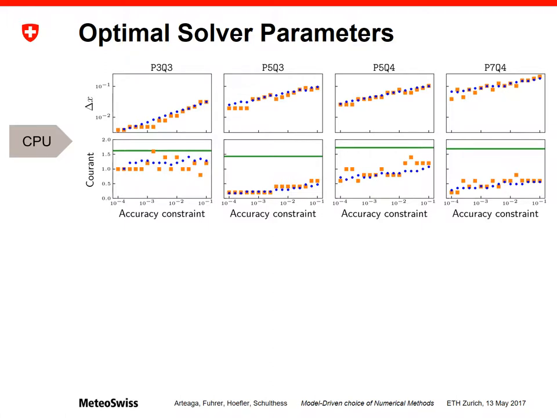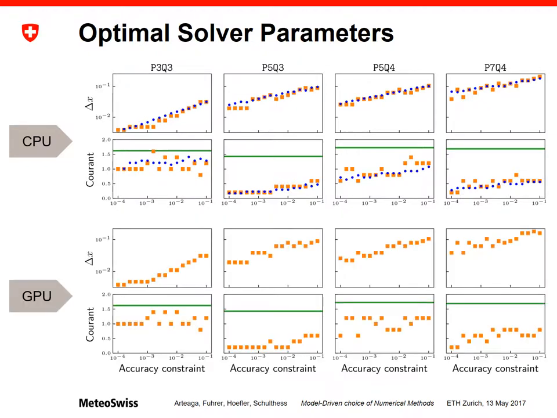This was run on a CPU. These are the results for GPUs. Again, results of the experiments and results of the optimization strategy. It is also interesting to note that in many cases, the best configuration is not the one which allows the largest time step. For instance, for the P5Q3 solver, we prefer a small time step rather than a large time step.